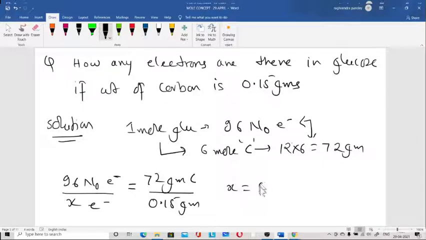Okay, so x will be 0.15 into 96 n naught divided by 72. Okay, so in this way you can calculate. So that is your number of electrons, x electrons. So that is your final answer, number of electrons. Okay, any doubt?